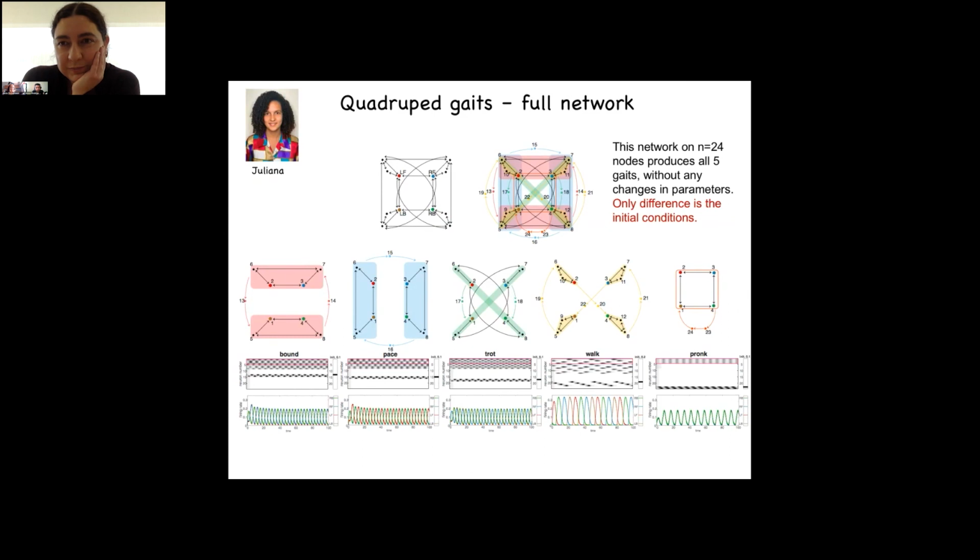This is not unrelated, but which software do you use to simulate your networks? Just MATLAB. Yeah, MATLAB and Python. I should say my current postdoc will not use MATLAB. She only uses Python. But this was all done in MATLAB. Thank you.